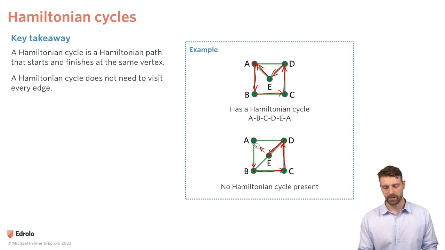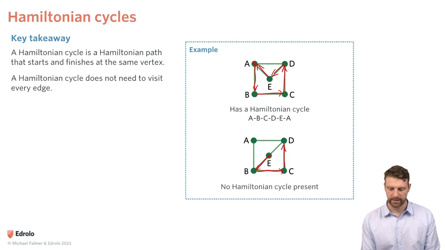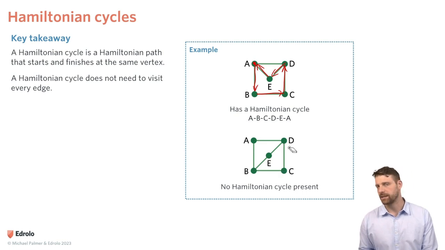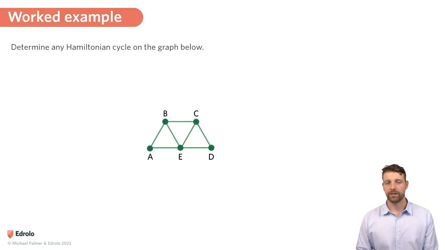You might think, maybe you can start somewhere else. Let's try starting at E. If I start at E and go B to C, D to A, it looks like there's no way to get back to E without passing through B or D again. So I think no matter how hard you try, you won't be able to find a Hamiltonian cycle for that particular example. The worked example here is to determine any Hamiltonian cycle on the graph below.